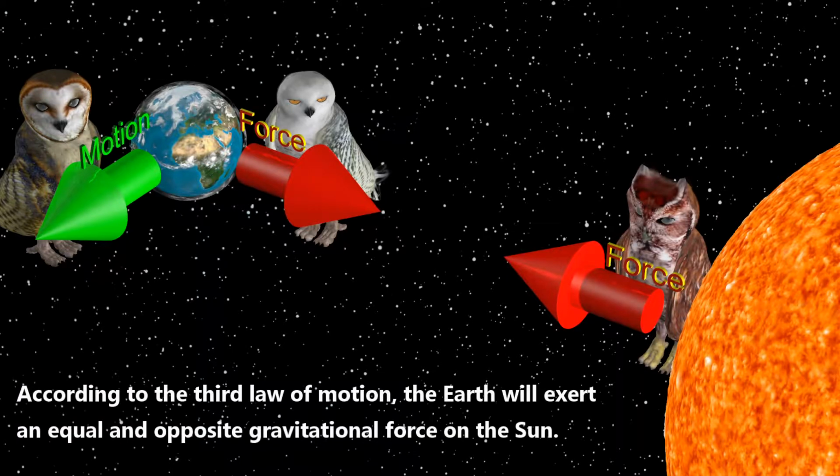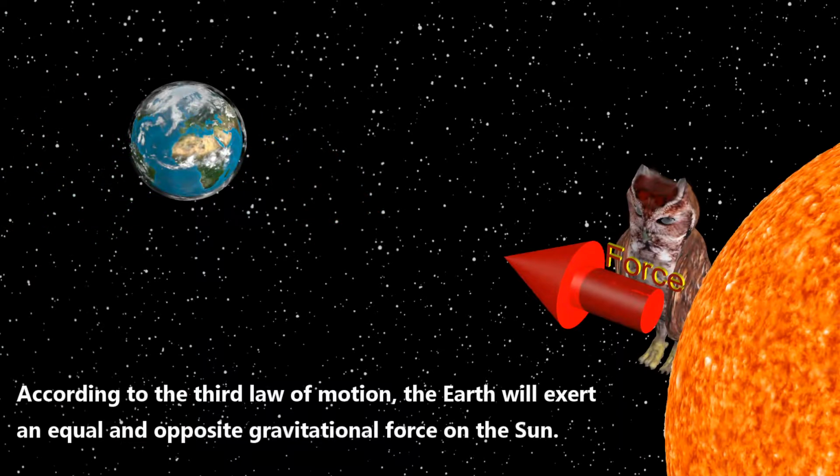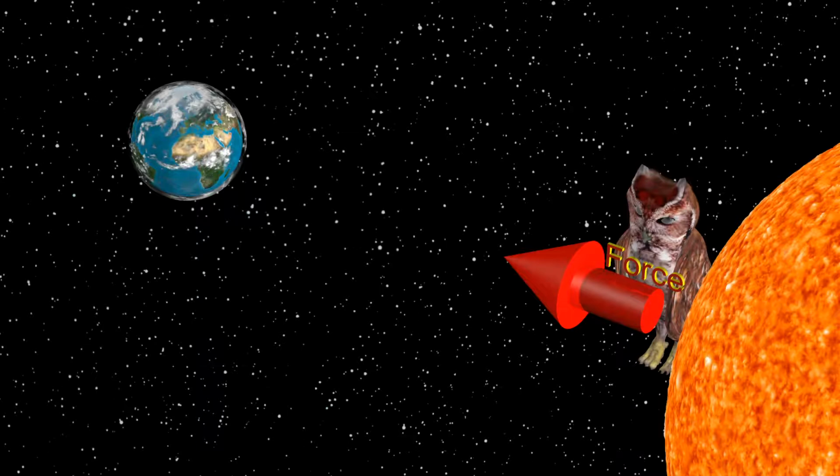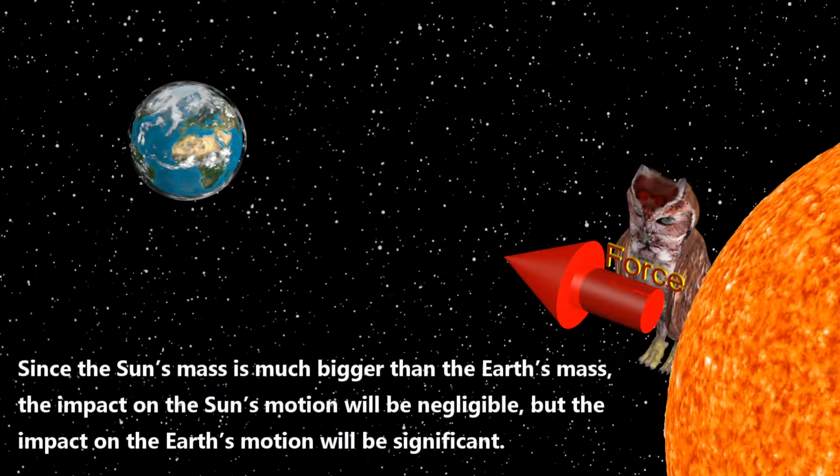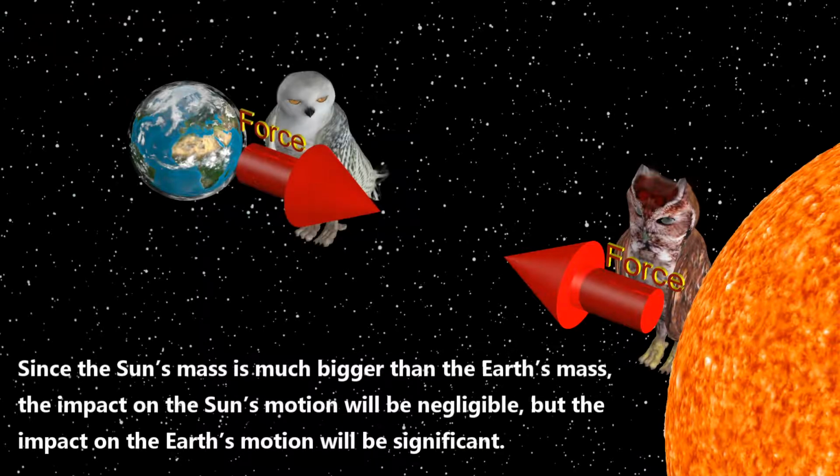According to the third law of motion, the Earth will exert an equal and opposite gravitational force on the Sun. Since the Sun's mass is much bigger than the Earth's mass, the impact on the Sun's motion will be negligible, but the impact on the Earth's motion will be significant.